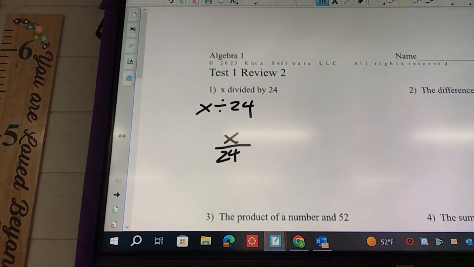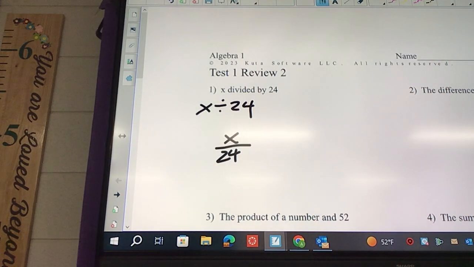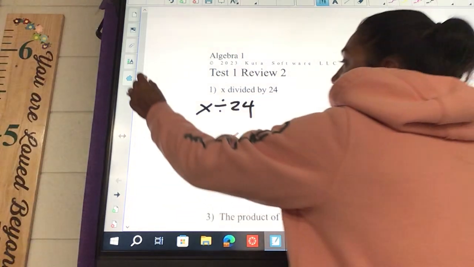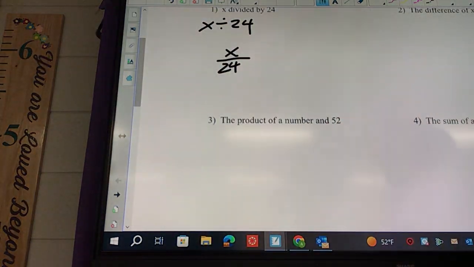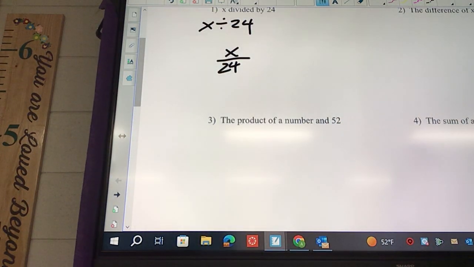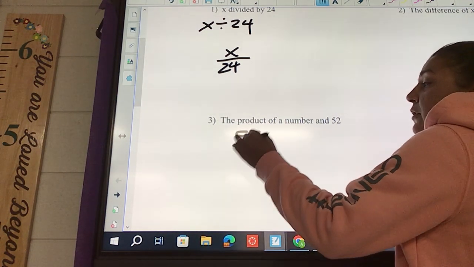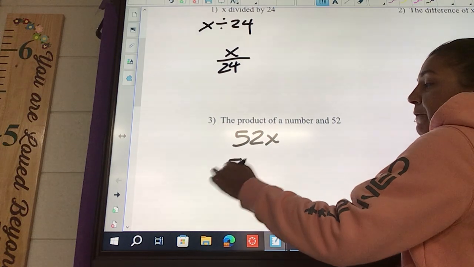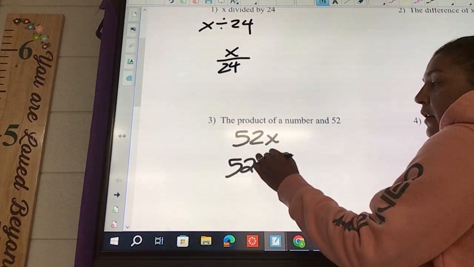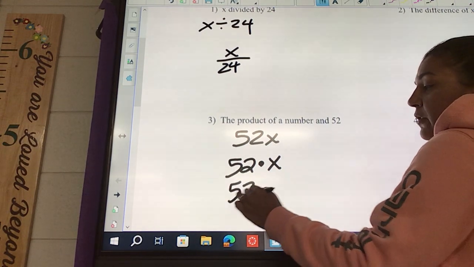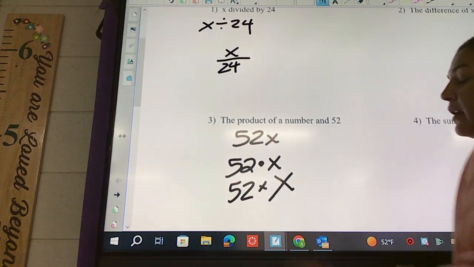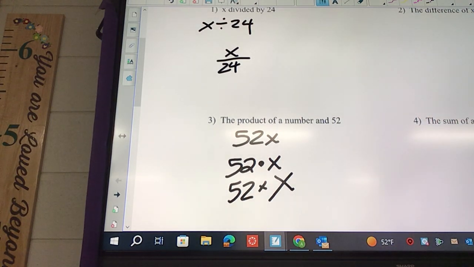Things work. Okay. The other one, the product of a number and 5 to 2. What does product mean? Multiplication, and a number means x. Okay, so we could say 52x. You could say 52 times x, or you could say 52, and this is probably not the proper way. I would use a different letter if you're doing that, like x for the times sign. Okay, so any of those are acceptable answers. They all work. You only need one on your paper.